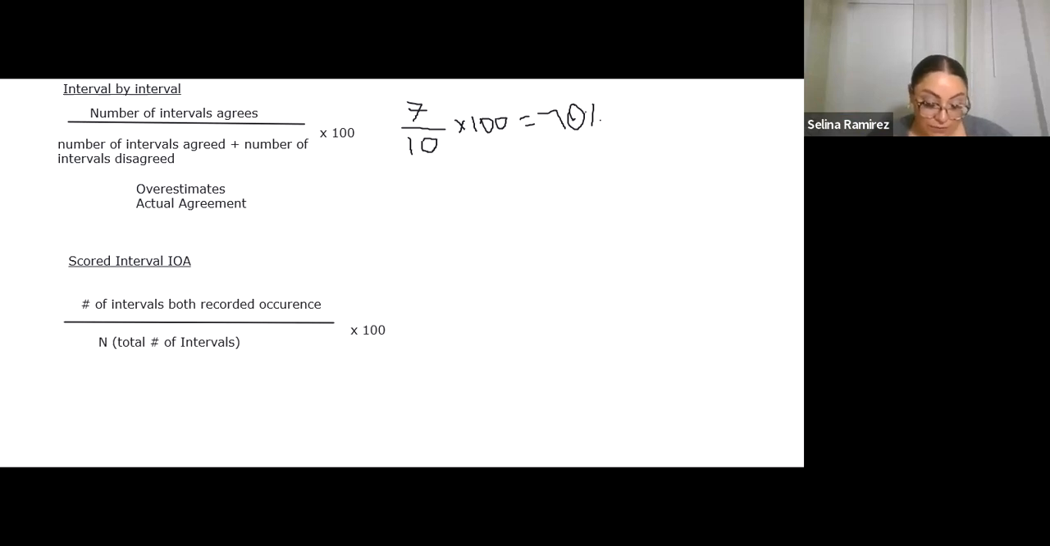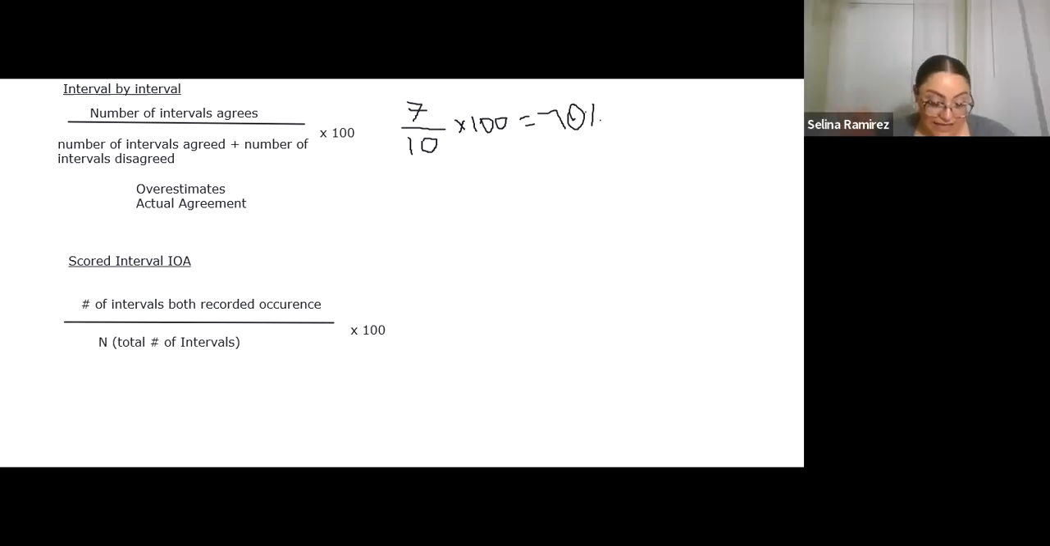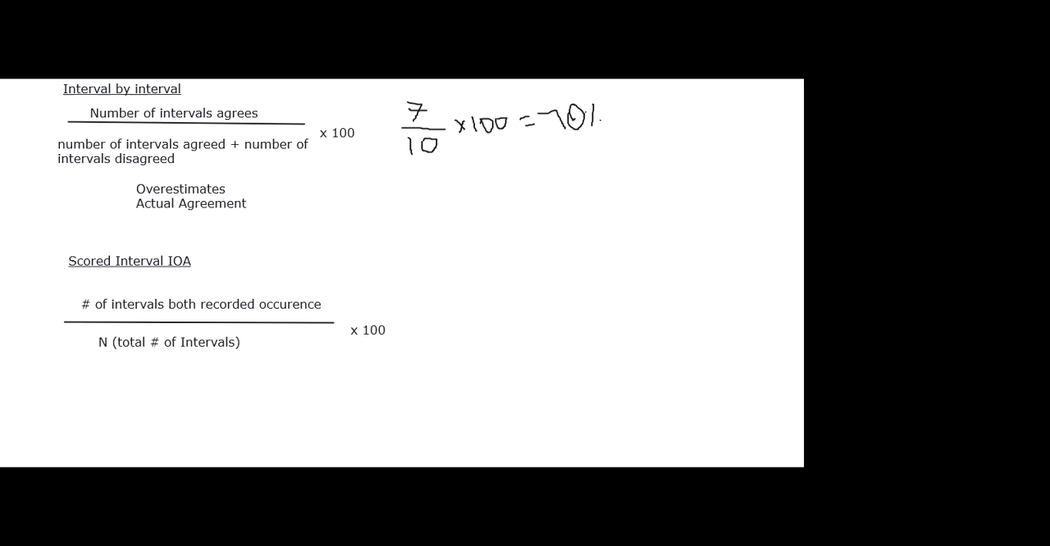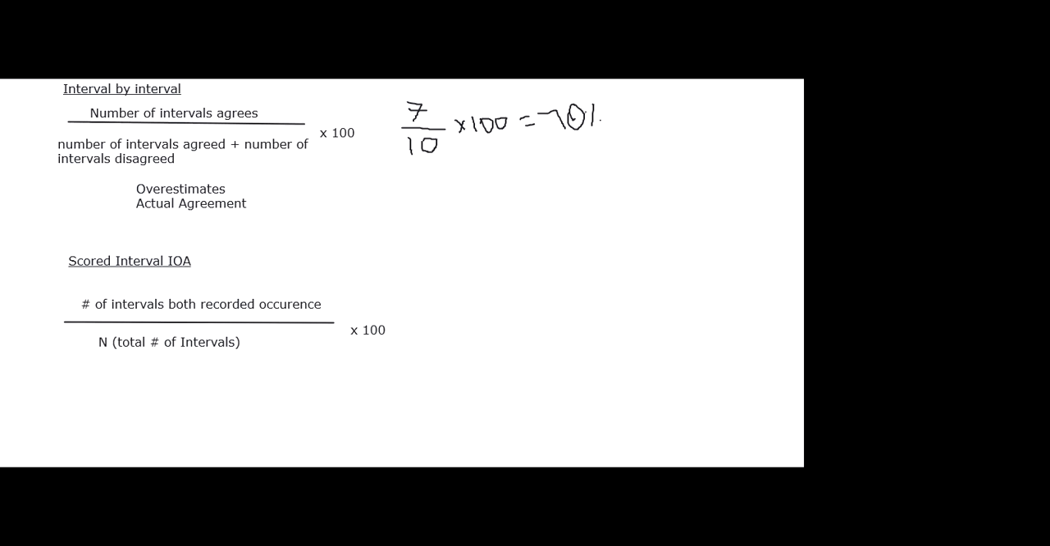Okay, so for interval 3, are we going to take that one? Yes, because both observers have an X. So they both observed that the behavior occurred during that interval. So what about interval 4? No, nobody observed it in interval 4. What about interval 5? No.